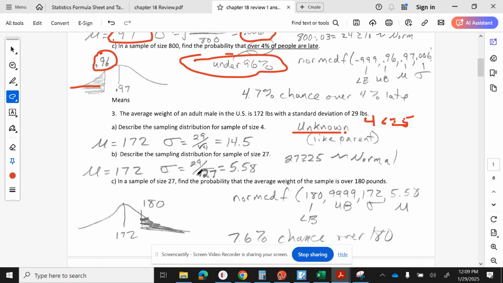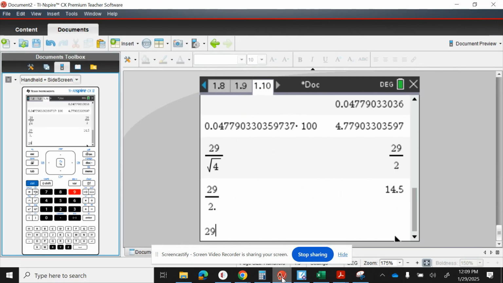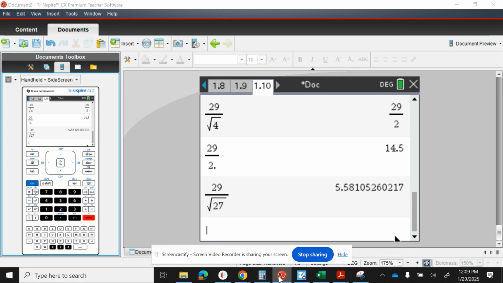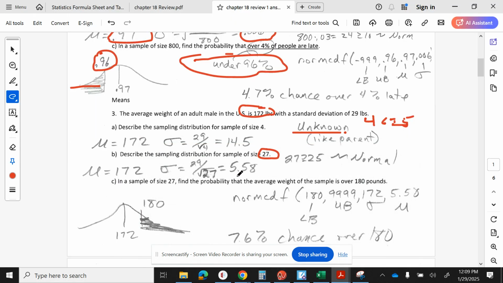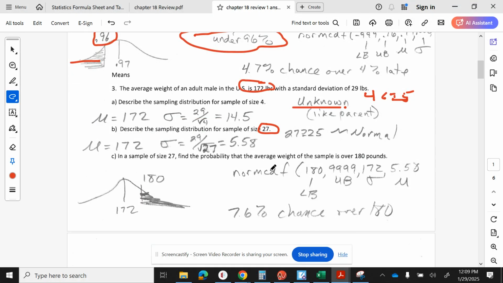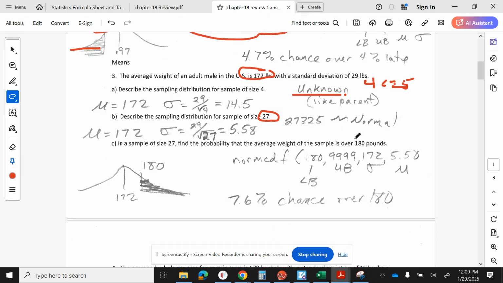But B, we take a bigger sample size. We go to a sample of 27. Well, the mean is still the mean, so the mean is always 172. The standard deviation is 29 divided by the square root of 27. So 5.58 is our new spread or standard deviation. Since we're now averaging 27 numbers, that's greater than or equal to 25, so it is nearly normal.